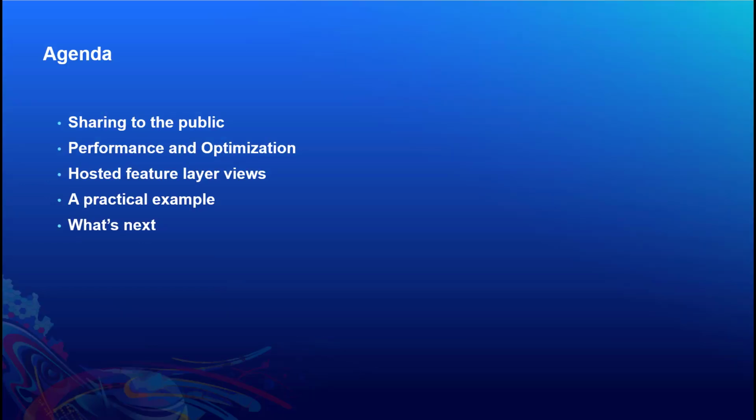So just taking a quick look at the agenda today, the main topic here is sharing data to the public and what we need to consider. We're going to take you through some performance tips and optimizations that you can apply to squeeze out a little bit of extra performance in some of the more demanding cases, and talk about best practices. I'm going to give a brief overview of hosted feature layer views, and then Lauren's going to take you through an example that showcases how views can be used in a practical example using Survey123 and a variety of other apps. And then we'll talk a little bit about what's coming down the pipe and what's next.